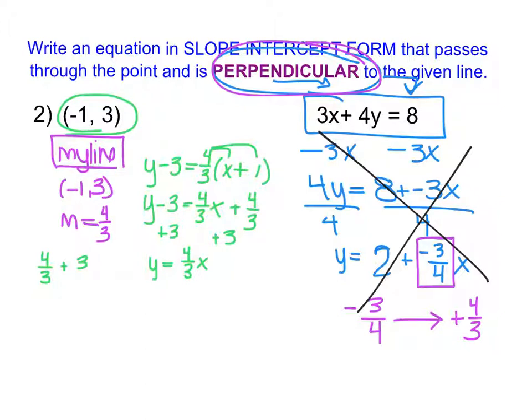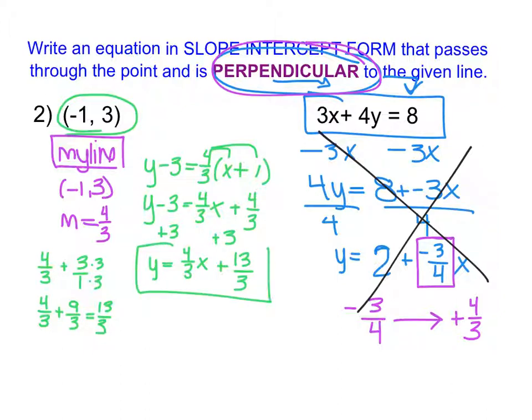Now I know that in order to add numbers I need to have a common denominator, so I'm going to give it a common denominator of 3. So we're going to multiply the top and the bottom by 3. I get 4/3 plus 9/3. Then I can add those together to get 13/3, which can also be written as 4 1/3. So here what I have is the equation of a line that goes through this given point and is perpendicular to this line here, so I can see that I have opposite reciprocal slopes.